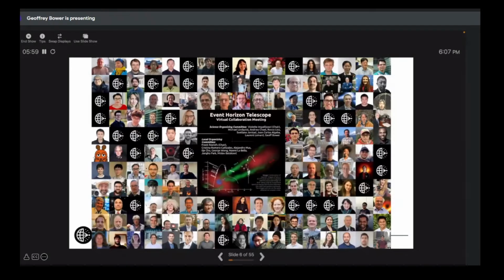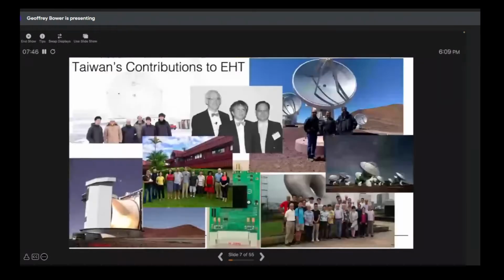In addition, this is really a long-term interest of ASIAA. Three ASIAA directors have played a role. Fred Lo, of course, did some of the earliest observations of Sagittarius A star, and Paul, we all know, has played a huge role. And Wei Li is an EHT member and contributor as well.